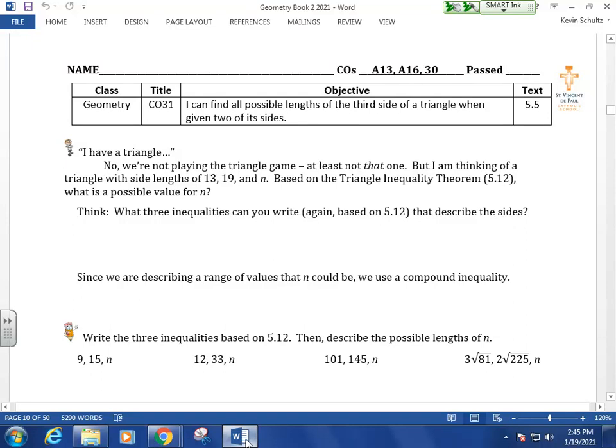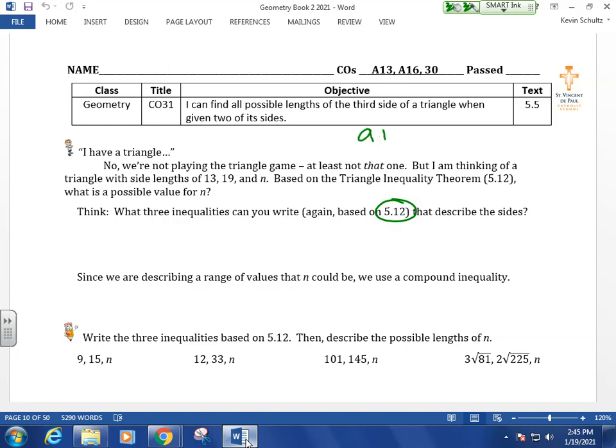We'll be covering CO31, which is finding all possible lengths of the third side of a triangle when given two of its sides. So this kind of piggybacks off of PO30, where we talked about the triangle inequality theorem. The triangle inequality theorem, which is Theorem 512 here, I'll kind of do it up in this top part.